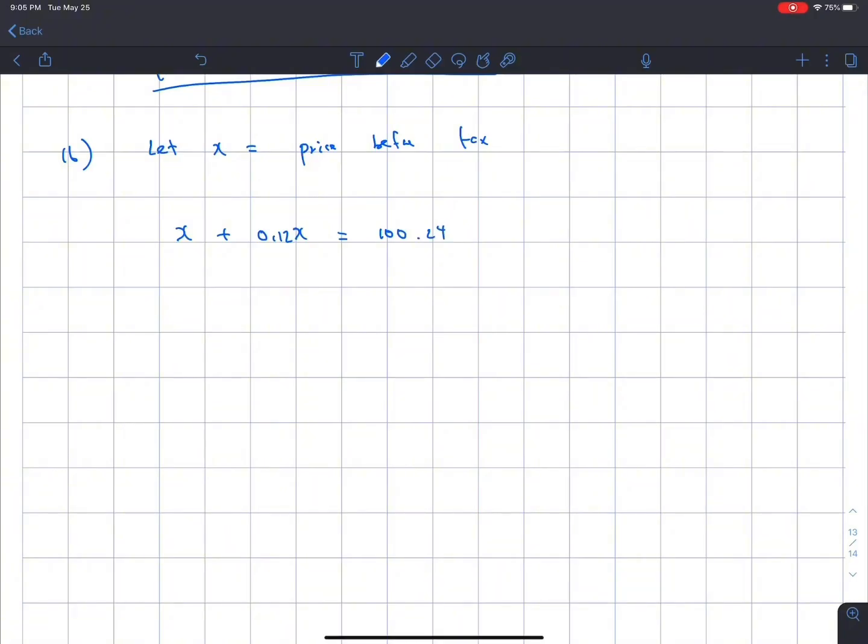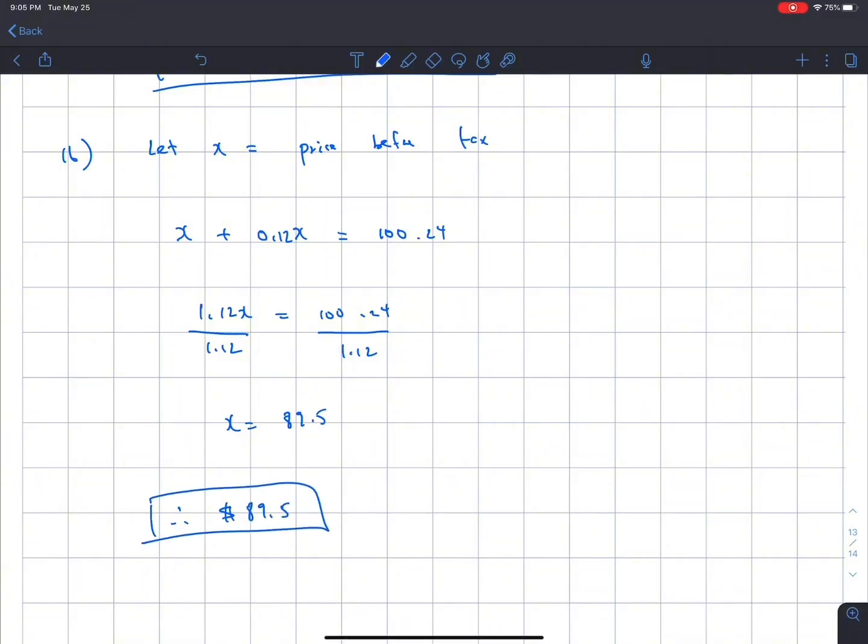100.24. So 1x plus 0.12x is 1.12x equals 100.24. And now we can divide both sides by 1.12. We get x equals 89.5. So therefore, the cost before tax was $89.50.